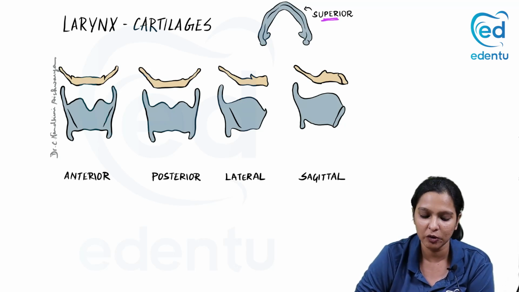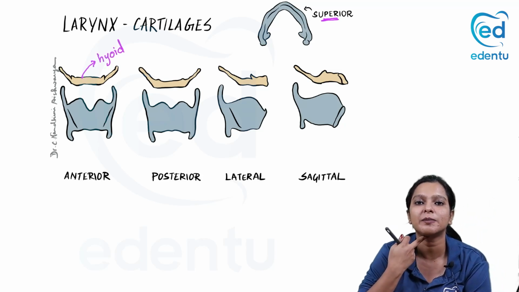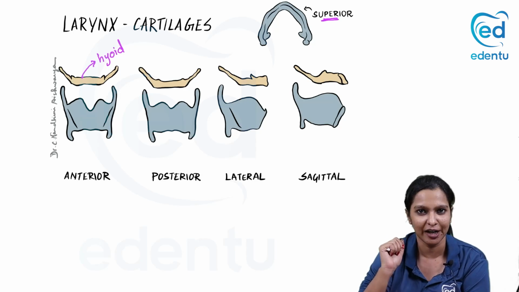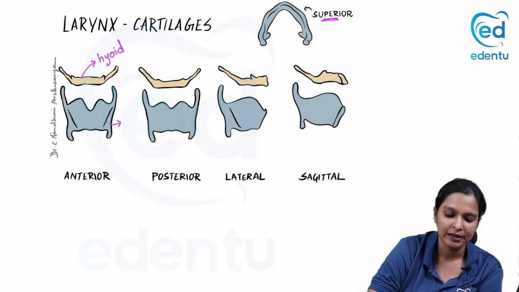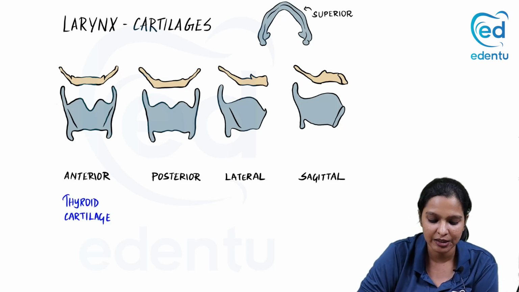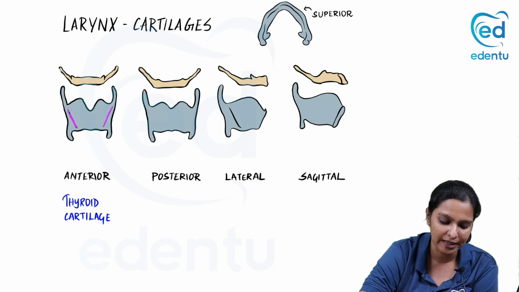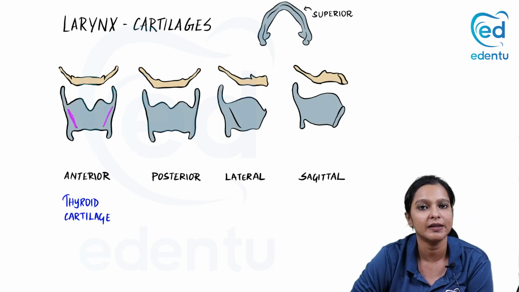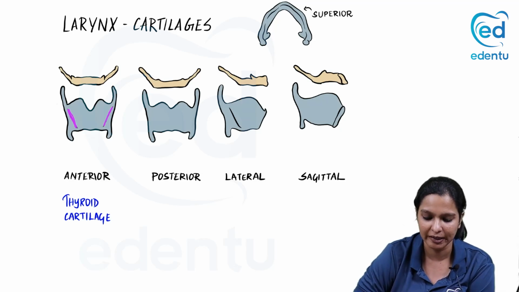What is the bone that is present here? This is the hyoid bone, the bone that is present in the neck. The next cartilage that you are seeing here is the thyroid cartilage. When viewed from the anterior, you can see that it has two lines here. That is how you know it is the anterior view. These lines are called the oblique lines.